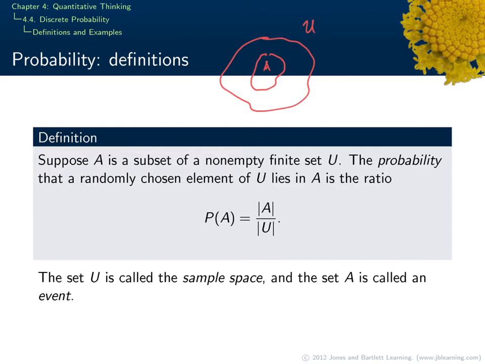Then the probability that a randomly chosen element of U lies in A is the ratio of the size of A to the size of U. So when we say the size of A, we mean the number of elements of A. The size of U is the number of elements of U. The set U is called the sample space, and the set A is called an event.